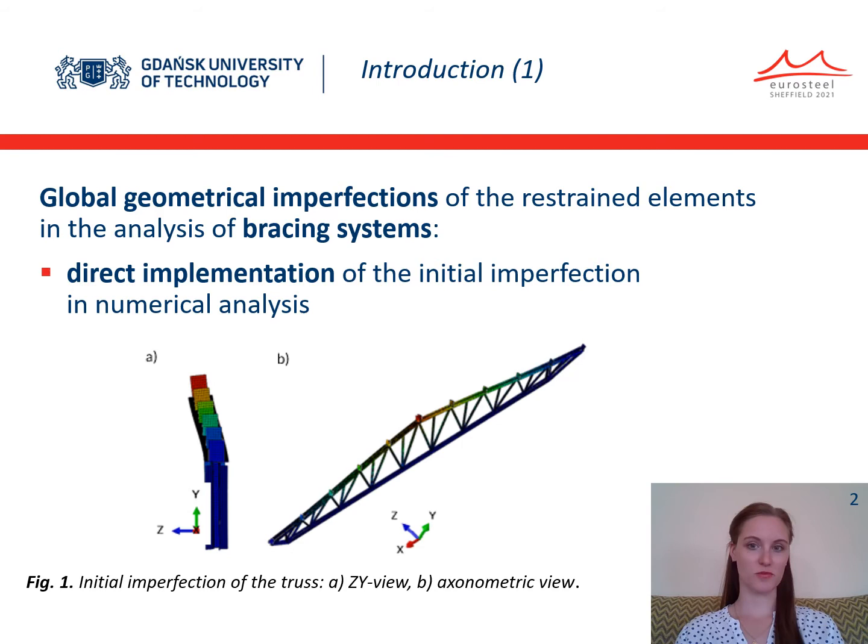In the analysis of bracing systems, global geometrical imperfections of the restraint elements should be taken into account. A possible routine to complete this aim is direct implementation of the initial imperfection in numerical analysis. This method has significant drawbacks. Building an imperfect geometry is not as simple as building an ideal one. What's more, the geometrically nonlinear analysis means higher software and hardware requirements and longer computations. Especially the first aspect is the reason why this approach is not popular in engineering practice.